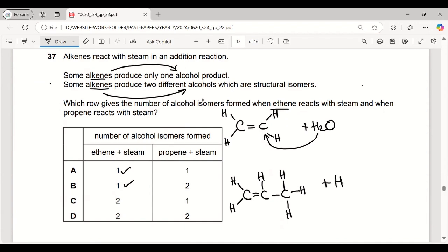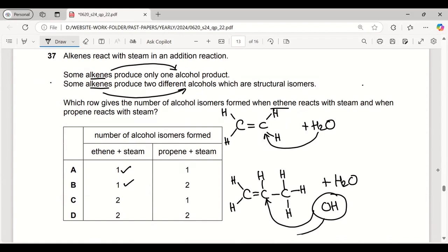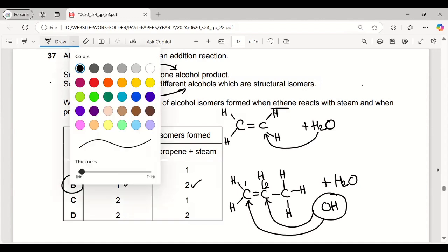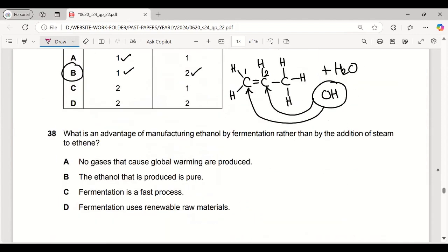But as for the propene, the OH group, the hydroxyl group, can attach on the second carbon, and in the other isomer, it can also attach on the first carbon. So the OH can be attached to the second carbon to make 2-propanol, and OH can also be attached on the first carbon to make 1-propanol. So we get two isomers in this case with propene reacting with steam. So the answer is B. Next question.